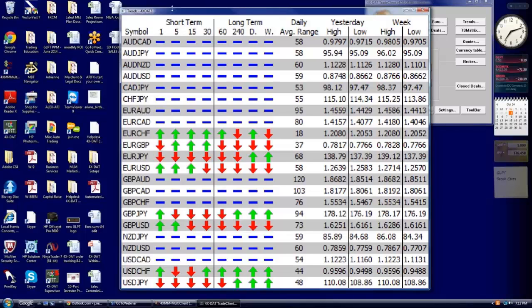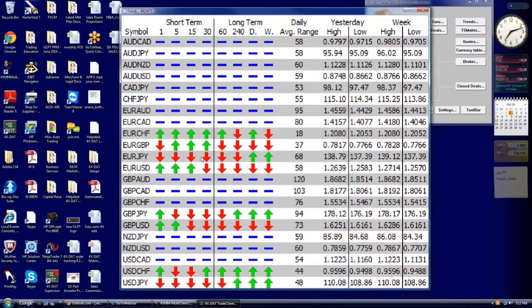What I'm looking at is our trends window, and the trends window is showing the direction of the various pairs that we follow. For example, if we want to look at euro yen right here, which is one of our most popular pairs, we see that for the most part it has all red arrows except 2 arrows. If we look at the column, what those arrows represent are various time frames: 1, 5, 15, 30, 60, 240 minutes, daily and weekly.